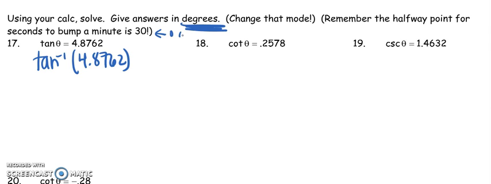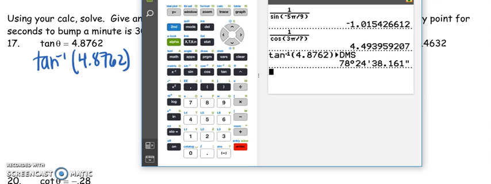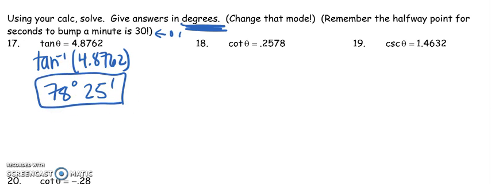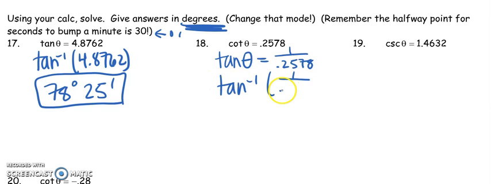So when we do inverse tangent here on the calculator, this is what we get. I typed it in for you. So this is going to be 78 degrees, 25 minutes. We don't have a cotangent key on our calculator, so we've got to do tangent theta equals 1 over 0.2578. So then you're going to do inverse tangent. Now this is a positive inverse cotangent, so you're okay. It matches in the quadrant.